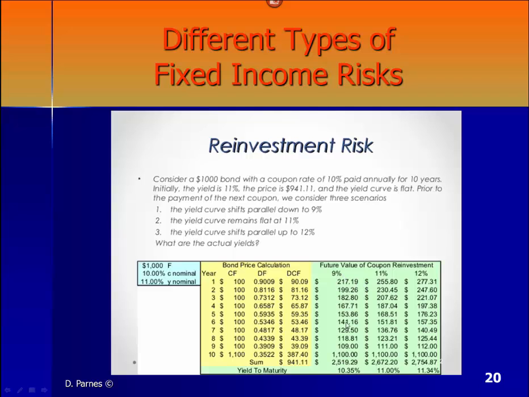So this column represents the 9%, this column represents the 11%, and this column represents the 12%. But in every column, what I'm calculating is not the present value, I'm actually calculating the future value of those coupons. The reinvestment risk actually affects your future value, how much money you will end up with. So let's see the story.